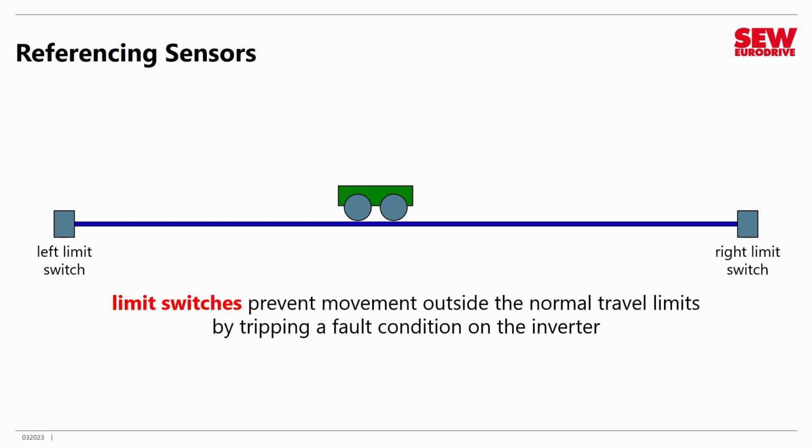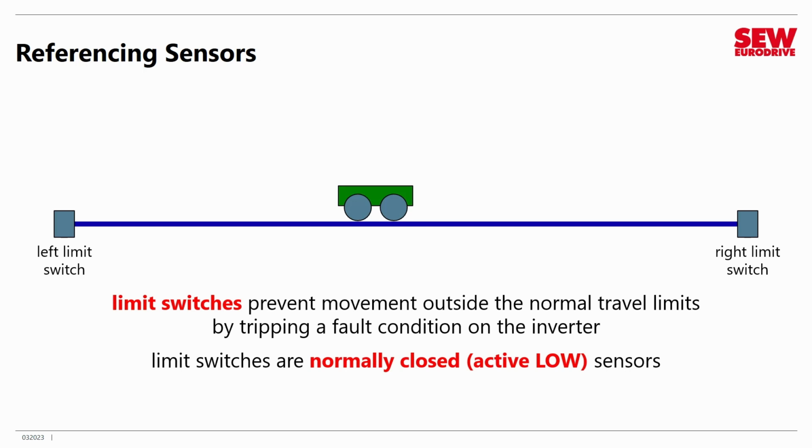They prevent movement outside of normal travel limits. They trip a fault on the inverter if you touch a limit switch, so they're a kind of safety device. For example, this is a horizontal track with a carriage that travels left and right. There's a limit switch at each end, and if the limit switch gets bumped by the carriage, it means it's ready to go off the end, and that shuts down the VFD.